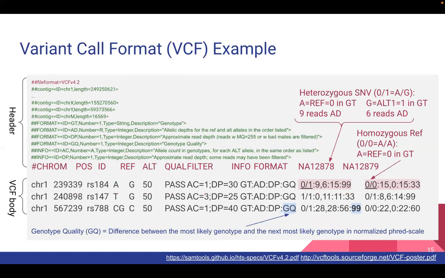Zooming in on the variant lines, the first variant is a single nucleotide variant change of a G from an A. Looking to the right at the genotype, the first sample, NA12878, has a heterozygous variant represented by the genotype 0/1. The second sample, NA12879, is a homozygous reference at the site, denoted by 0/0.